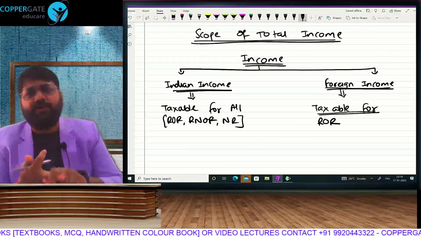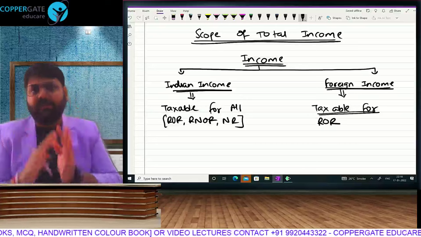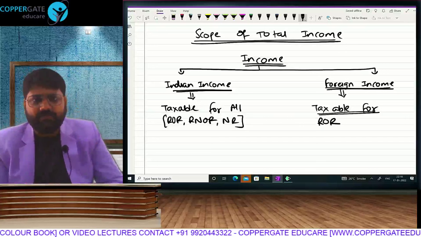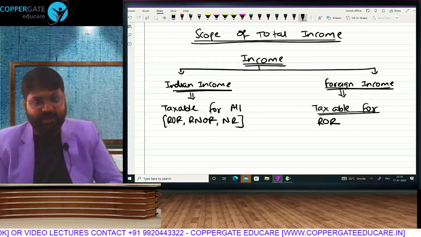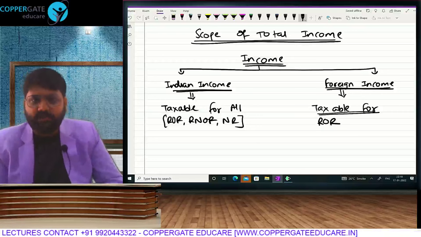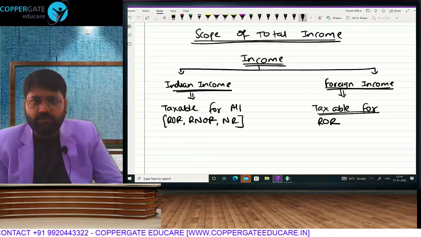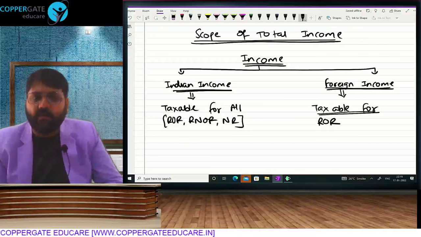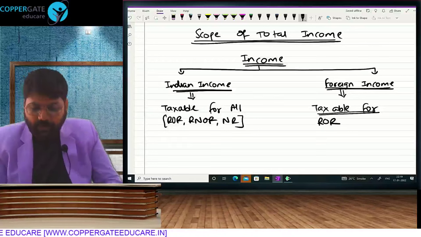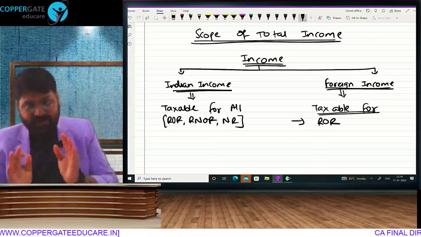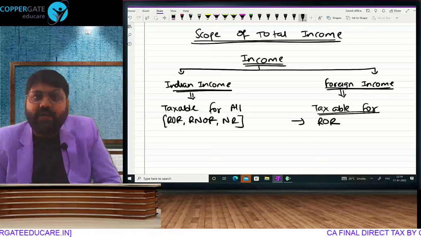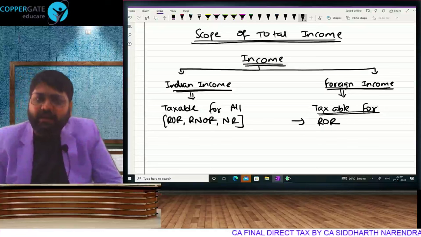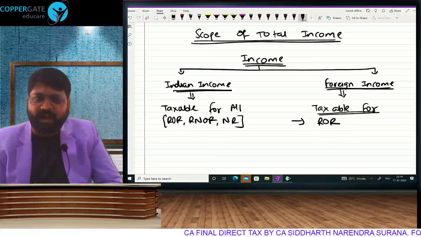For company, firm, AOP, BOI, if you are a resident, there is no further classification and foreign income is going to be taxable. But in respect of individual HUF, do you have any further classification? That is resident and ordinarily resident, and resident but not ordinarily resident. Correct or no? So, this will be taxable for ROR. That means, please answer, will this income be taxable for non-resident? No. Will this income be taxable, at least with what I have written till now, will this income be taxable for RNOR? No. That means, can we say that we are treating RNOR somewhat similar to non-resident? That means we are not taking tax on foreign income.